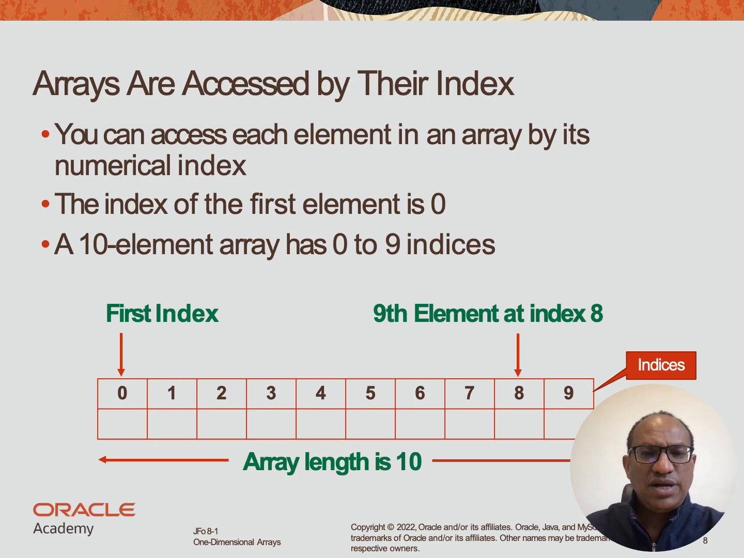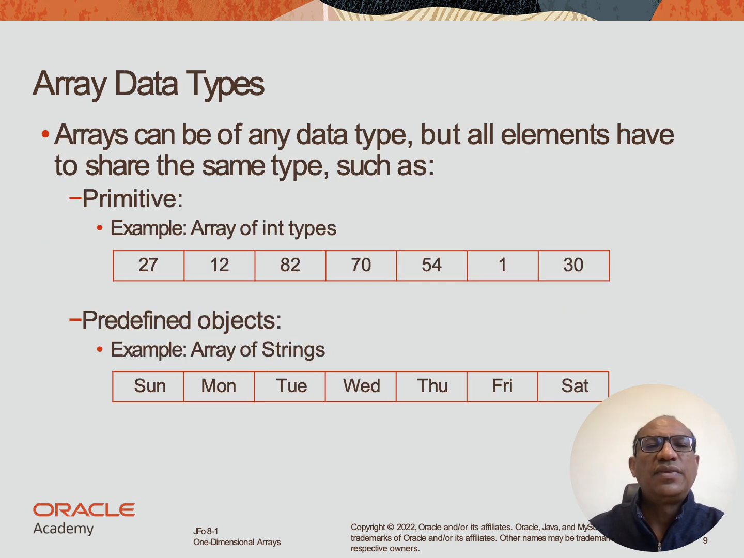Let's break it down. If you declare an array with 10 elements, the valid indices are 0 to 9. Indexing always starts at 0, not 1. So array[0] is the first item, and array.length - 1 is the last one. Arrays can store any data type: integers, doubles, strings, even objects. But all elements in the same array must be the same type.